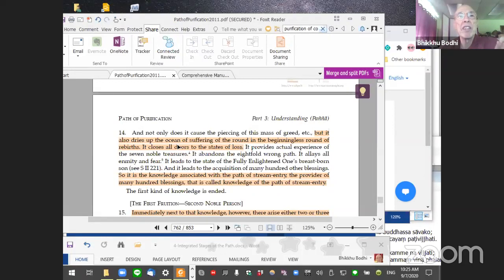But what the path of stream entry does is to close all doors, here the text says, all doors to the states of loss. This means that the path of stream entry eliminates the possibility of taking rebirth in any of the 3 lower realms of existence: in the hell realms, the realm of the pretas, the hungry ghosts or afflicted spirits, and in the animal realm. And so at most, one will take 7 more rebirths, and those rebirths will all occur either again in the human realm or in one or another of the heavenly realms, but never again a rebirth in any of the lower realms of existence.